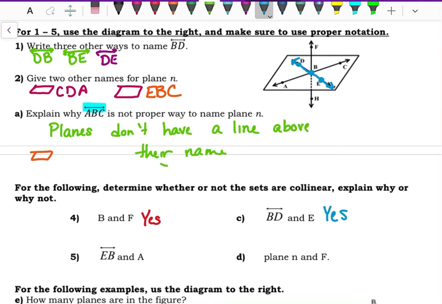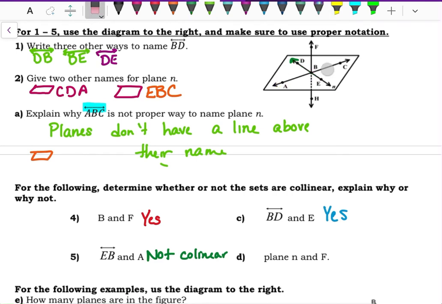Okay. For this next one, we have EB. EB's here, so we're talking about this line with EB. And A. Those would not be collinear. Not collinear. Because A's not on that same line. A is all the way over here. Like, it's not on the line, on the green line.